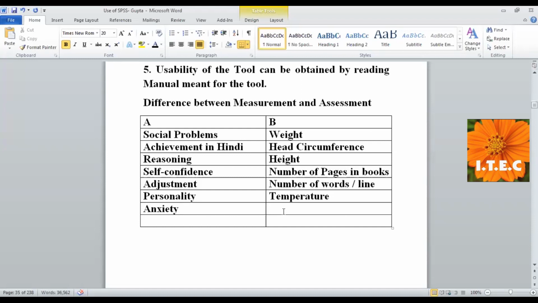Anxiety. Power of lens. Stress. Hemoglobin. Should I give you more examples?